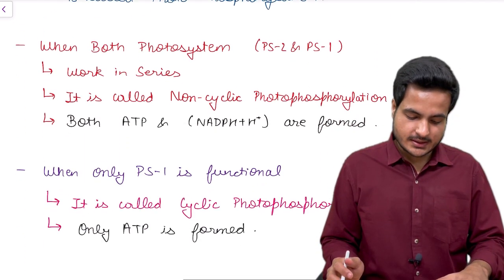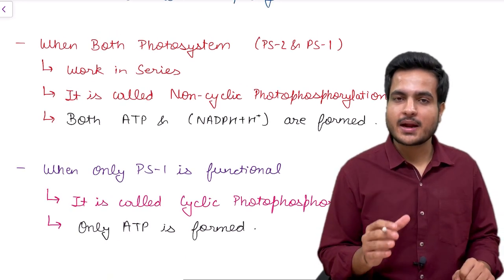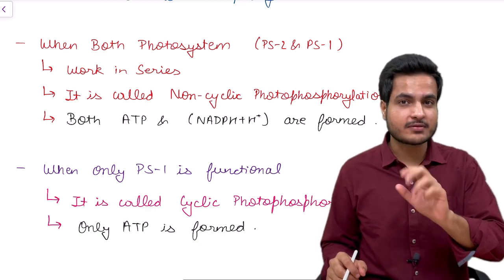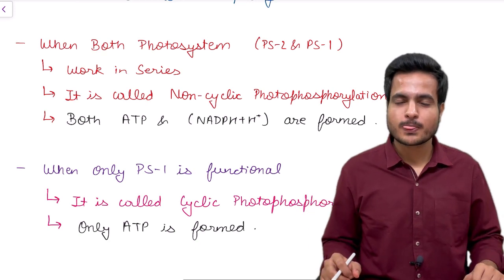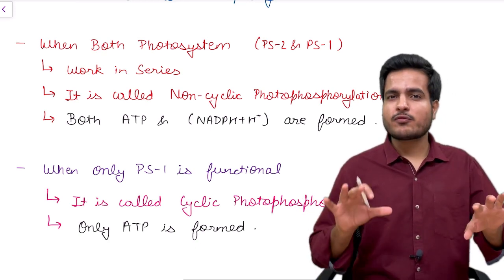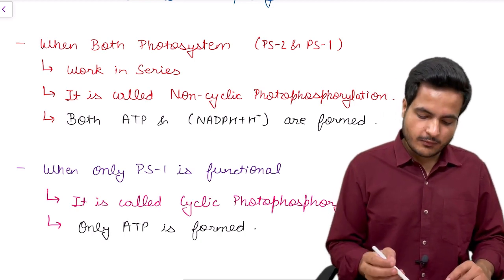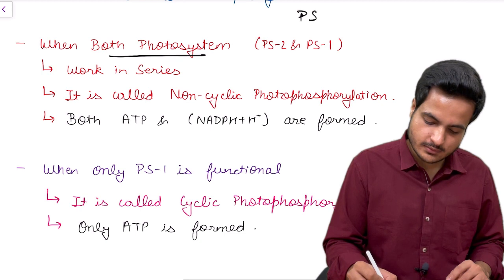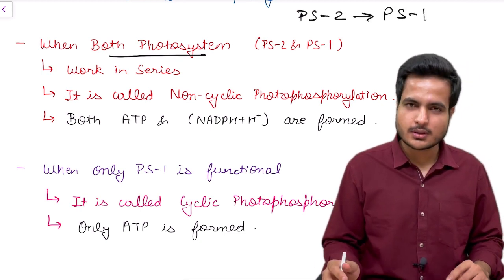Now let's see the story. We know that light absorption in a plant occurs by the light harvesting complex, and we have two types of light harvesting complex. One is photosystem 1 and one is photosystem 2. When photosystem 1 and photosystem 2 work together, they achieve more. When they work together, photosystem 2 will function first and will send its electron to photosystem 1.